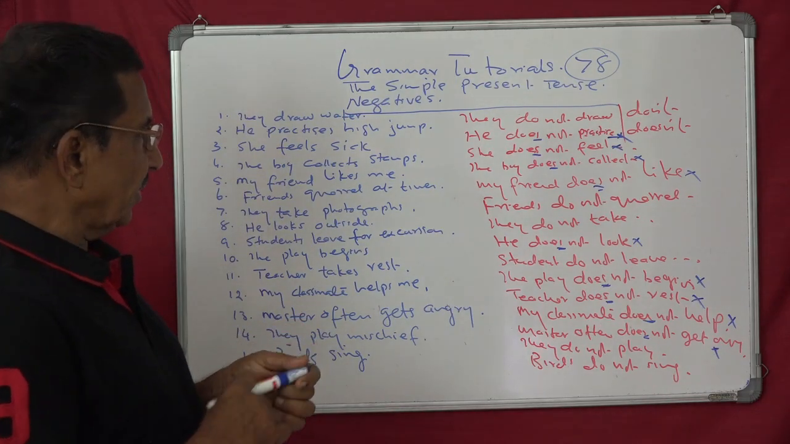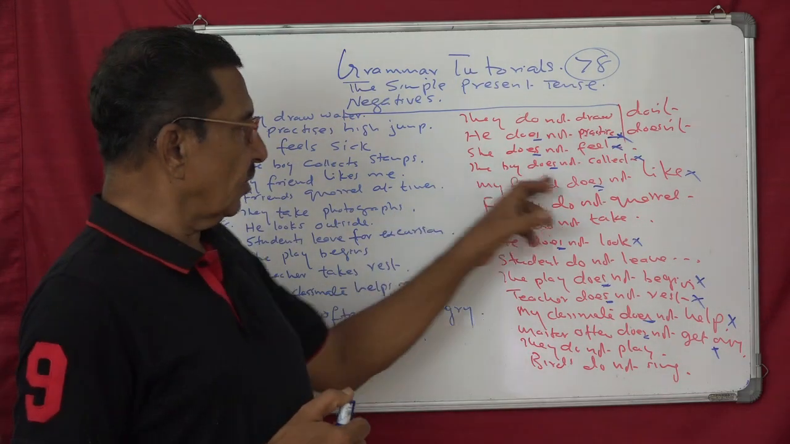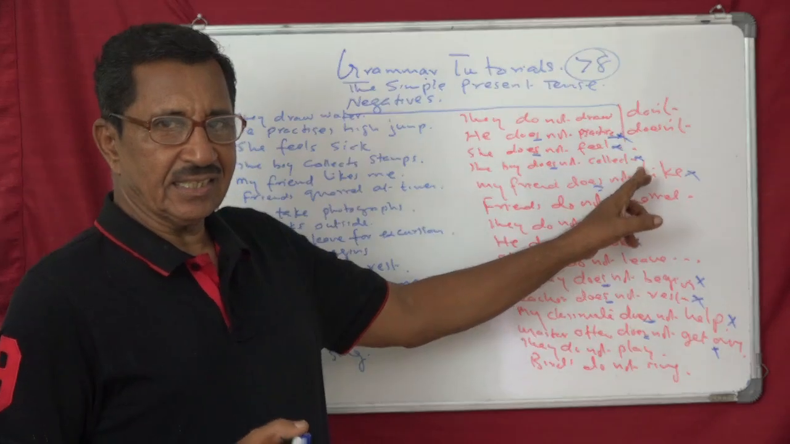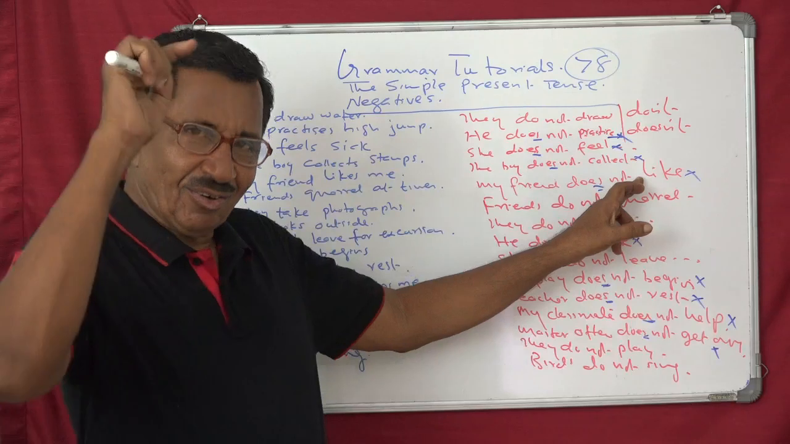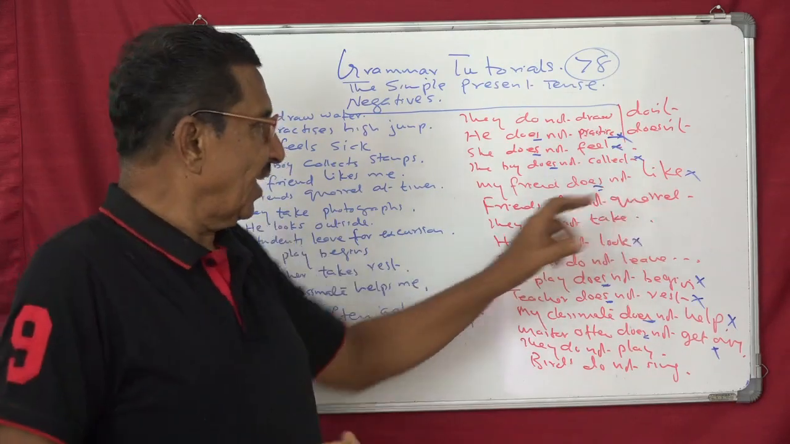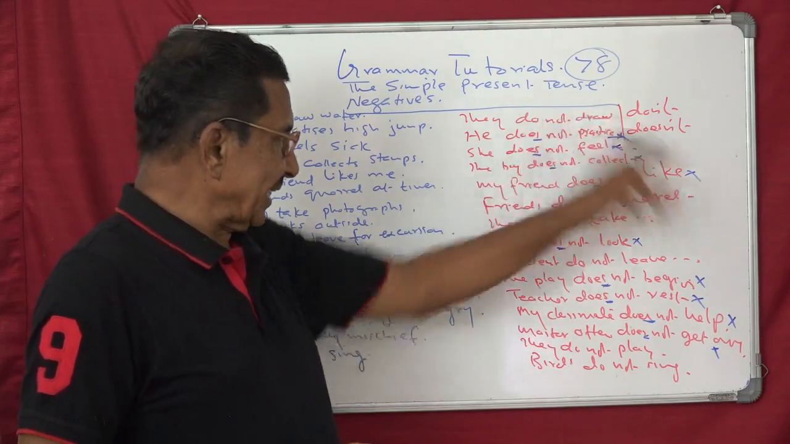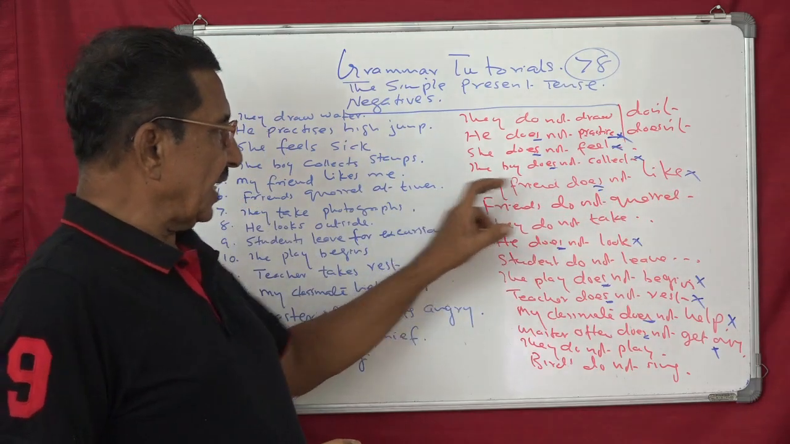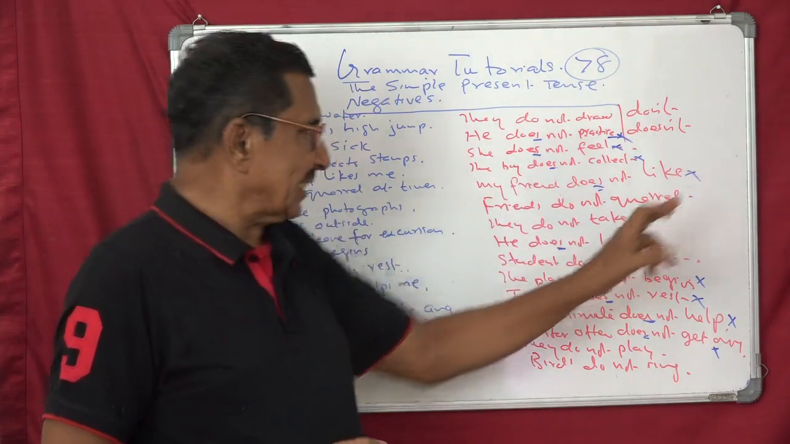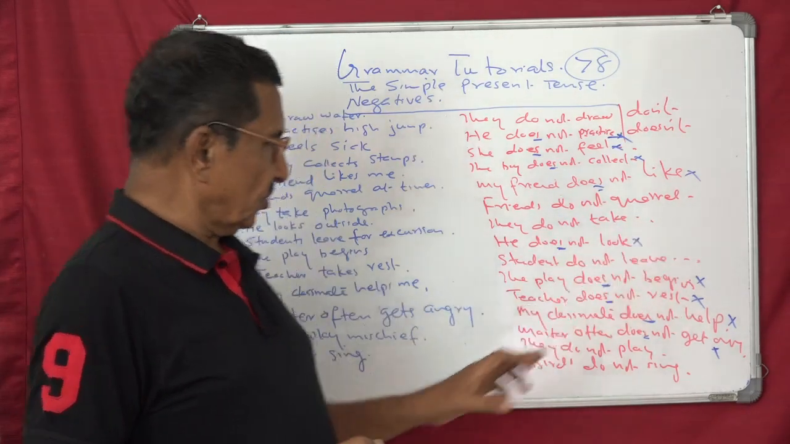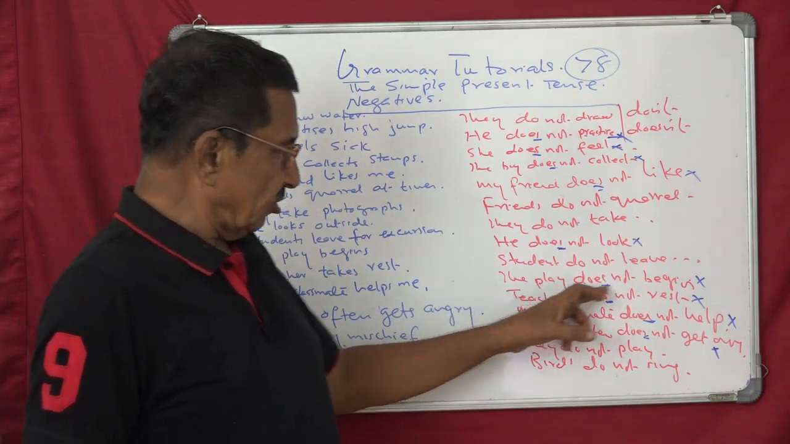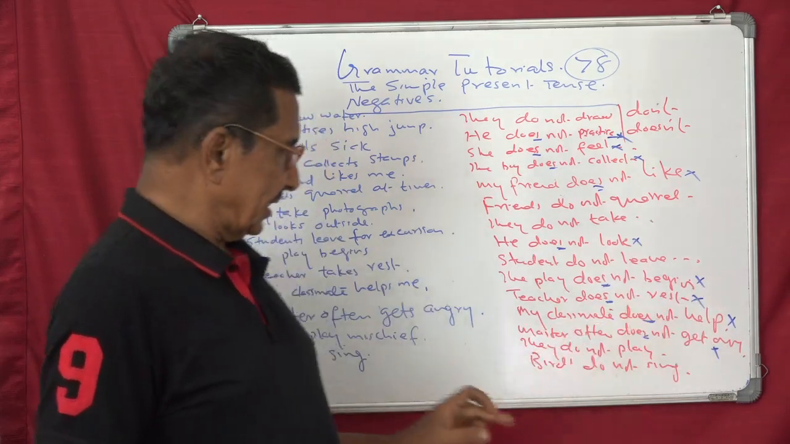So, you should never say like this. The boy does not collect. Never. The boy does not collect is wrong. So the boy does not collect. My friend does not like, not likes. He does not look, not looks. The play does not begin, not begins.